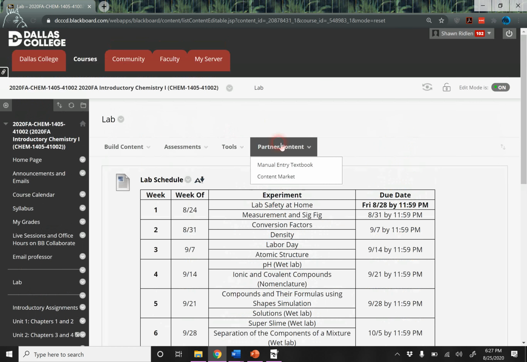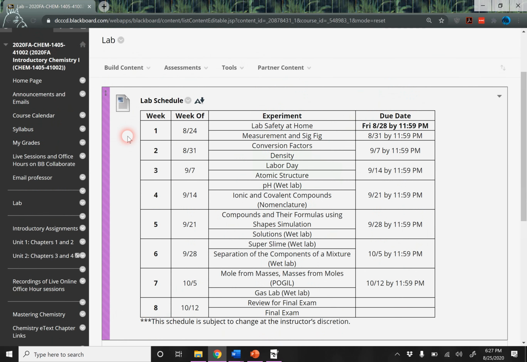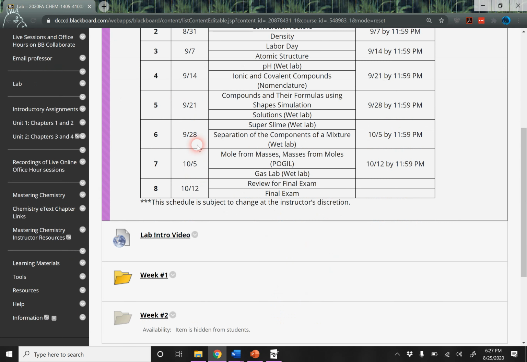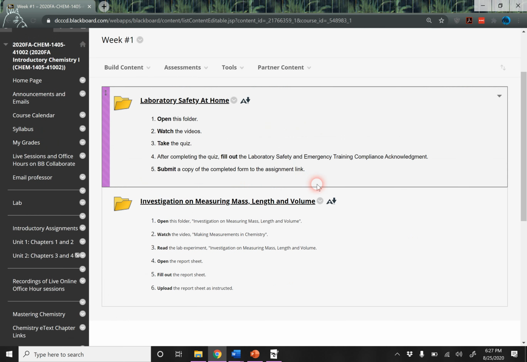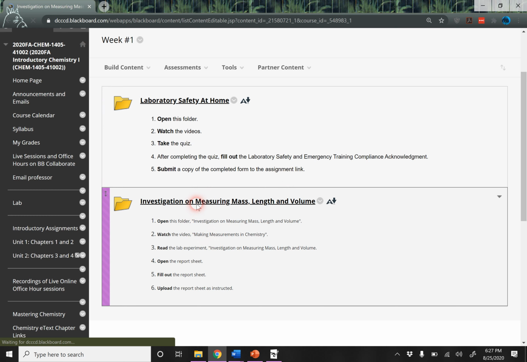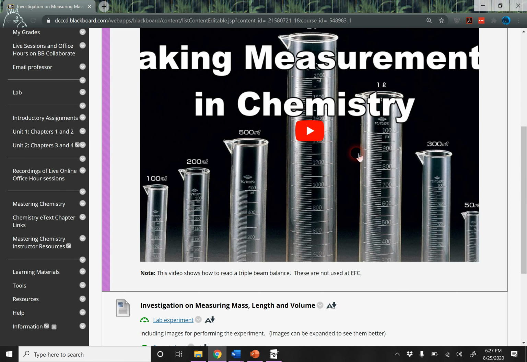Okay, so now we're back into the Blackboard, and I won't go through this every single time, but remember, just come to the Blackboard, come to the lab section, come down to whichever week, so we're in week 1, and you can double check with the schedule to make sure, and then come to the lab that we're doing. So we're talking about lab number 2.